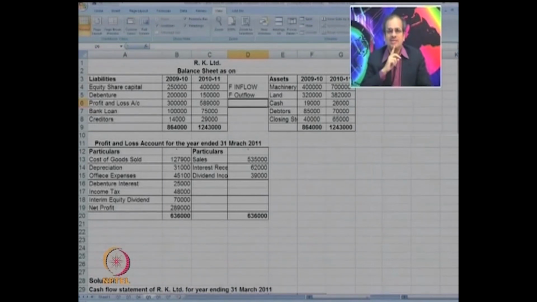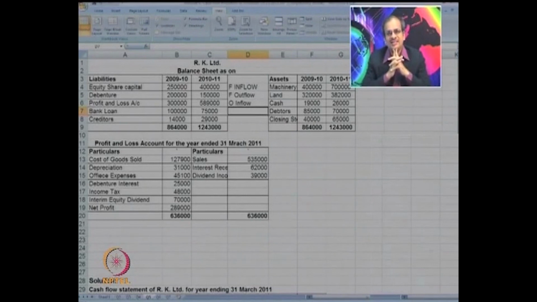P&L account. Should it be marked as a flow, and if yes, under what category? You are right, it is an operating flow because it represents the day-to-day business activities, and it is basically an inflow for the concern.